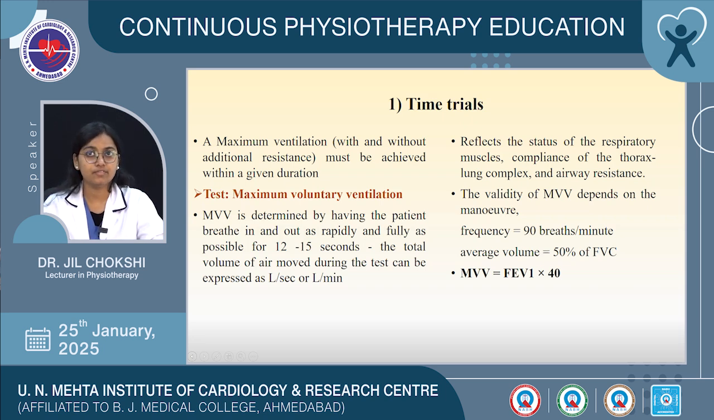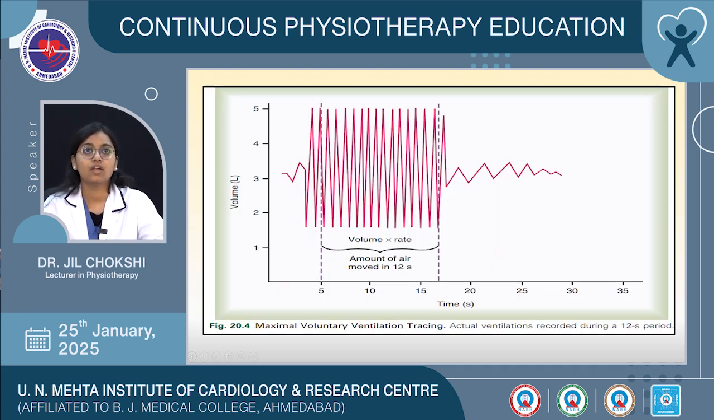The validity of MVV depends on the maneuver. The frequency is equal to 90 breaths per minute and the average volume equal to 50% of the FVC. The formula for calculating the MVV is FEV1 times 40. This is the graph that shows the maximum voluntary ventilation. The x-axis shows the time, while the y-axis shows the volume in liters. This tracing shows the maximum amount of air that is inhaled or exhaled in the period of 12 seconds.